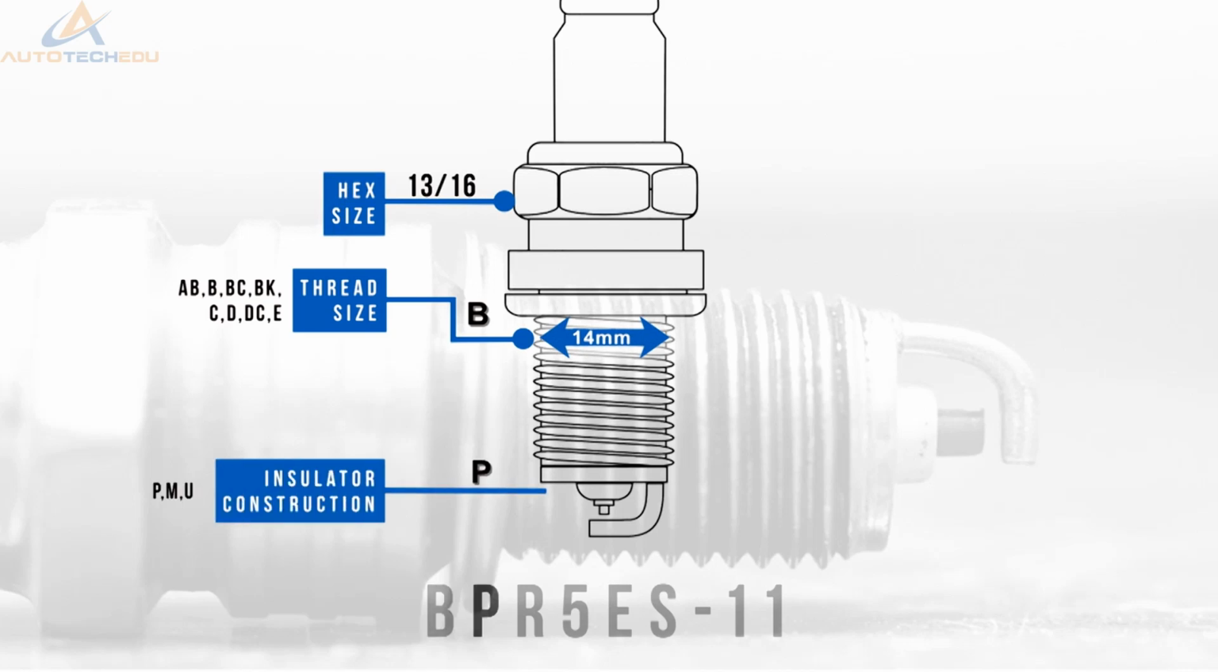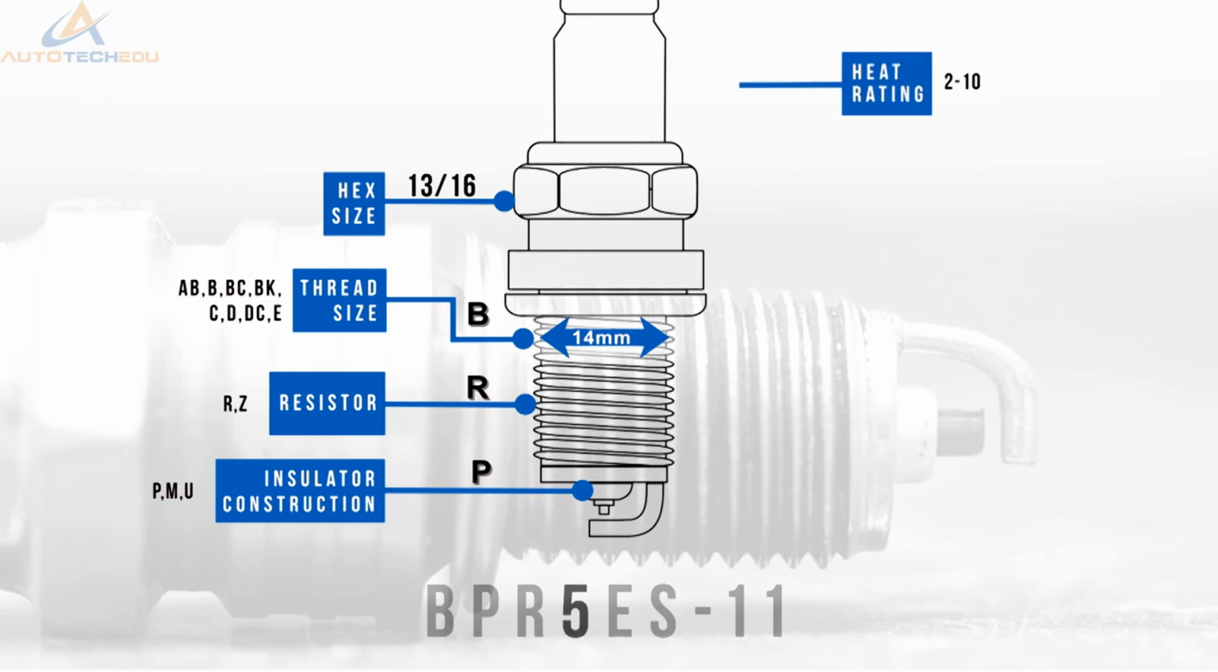P denotes the insulator is of the projected design. R means this type of spark plug has an inbuilt resistor. 5 is the heat range. NGK uses a low number to denote a hot plug, while a high number is used for a cold plug. 5 is right in the middle.